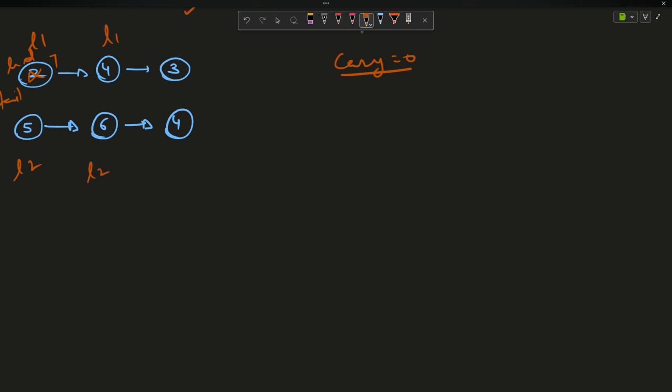L1 value will become 4 plus 6 plus 0, that is 10. After this operation, 10 will convert to 0 and carry will become 1.